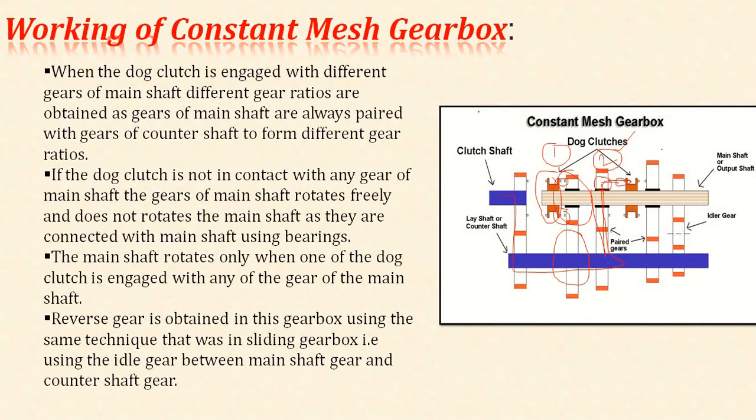In a similar way, this is the third gear, and we can use the same dog and slide it towards the third gear. The largest gear on the lay shaft and the smallest gear on the main shaft engage with each other, and we get more speed and less torque compared with the second gear.